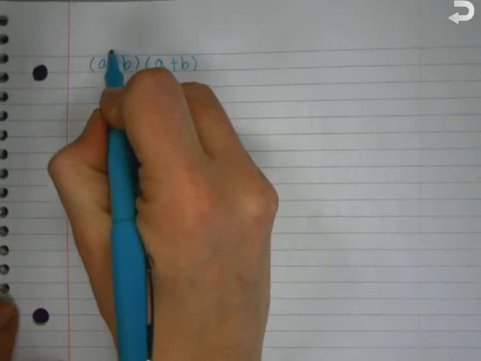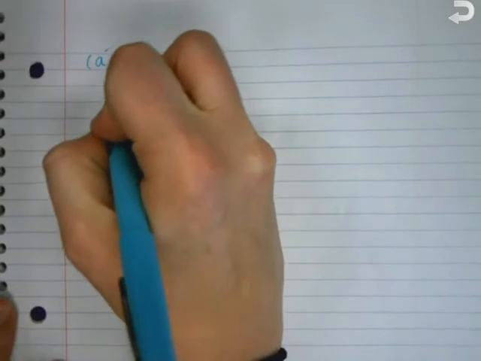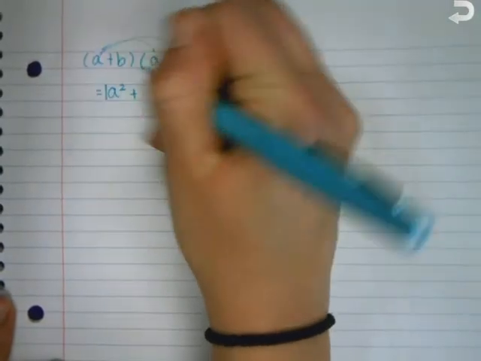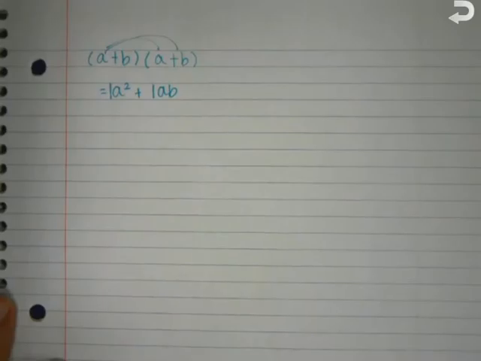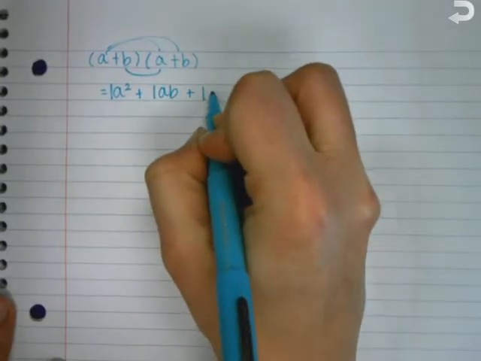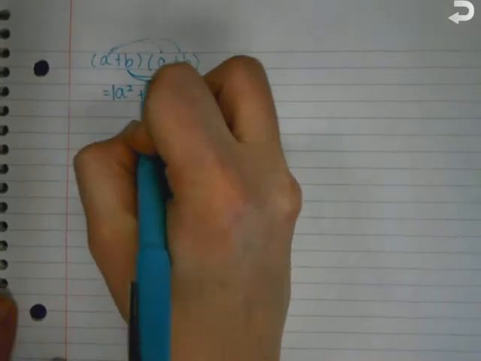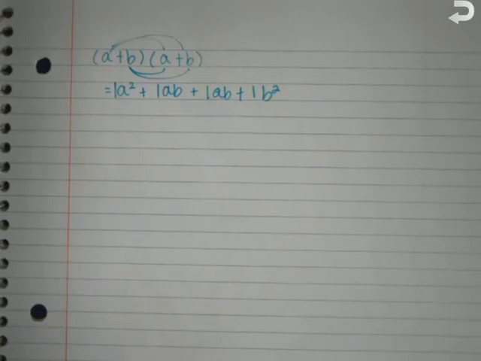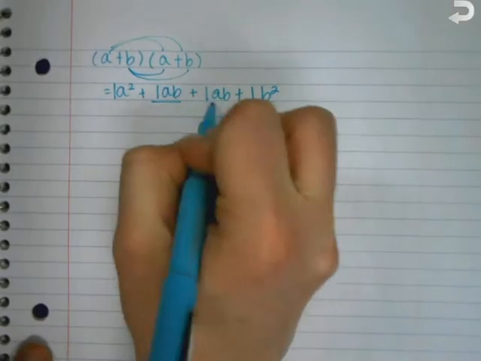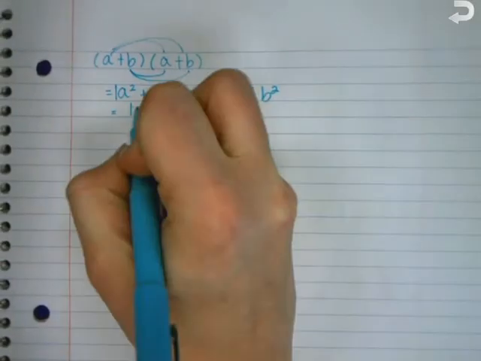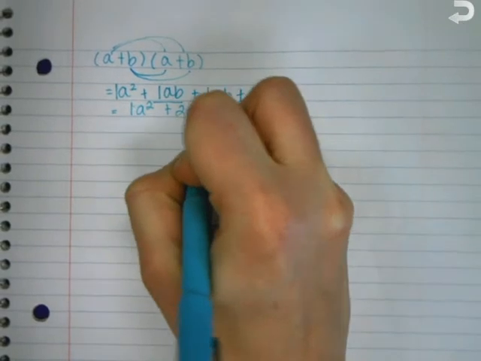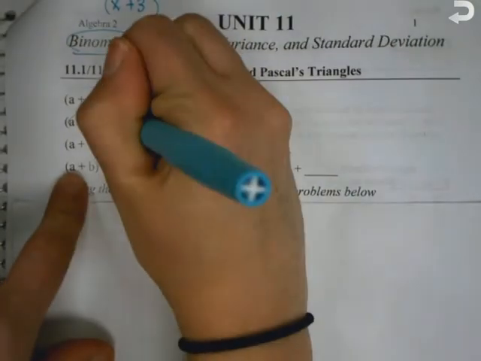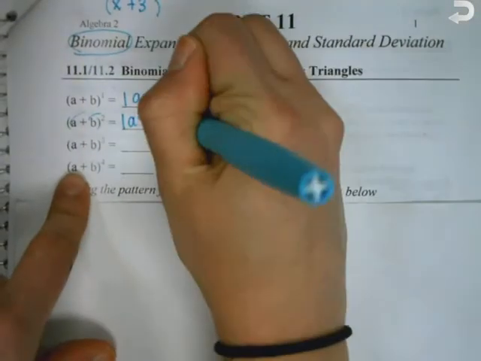I like FOIL, so a times a gives me a squared. A times b gives me plus 1ab. B times a plus 1ab. And b times b plus 1b squared. Then what can I do? Combine like terms. 1ab plus 1ab gives me 2ab. So this is 1a squared plus 2ab plus 1b squared, right? Okay, so let's fill that in here.